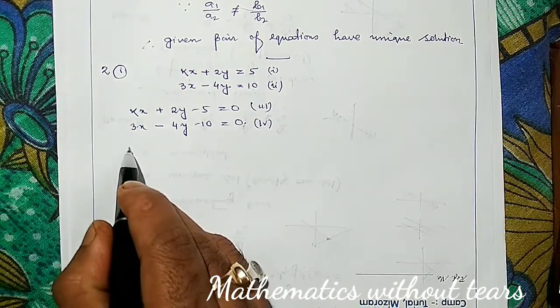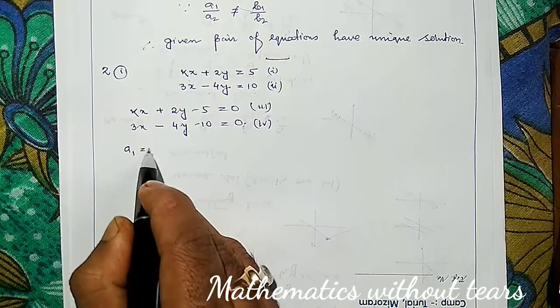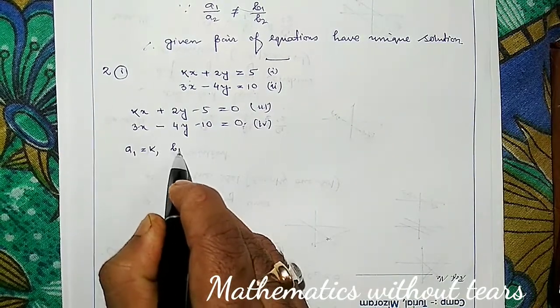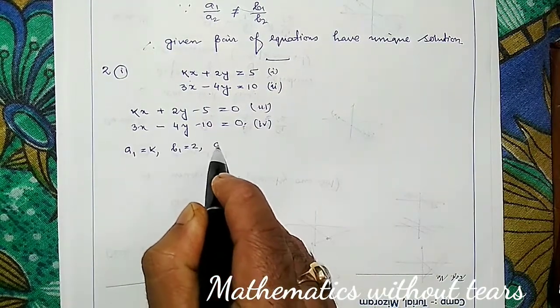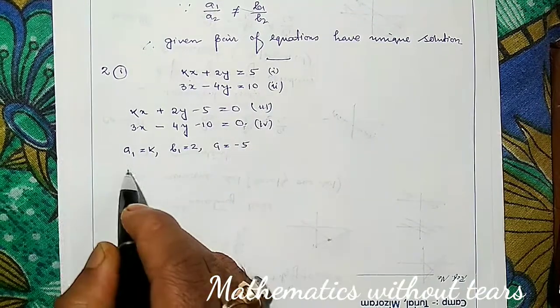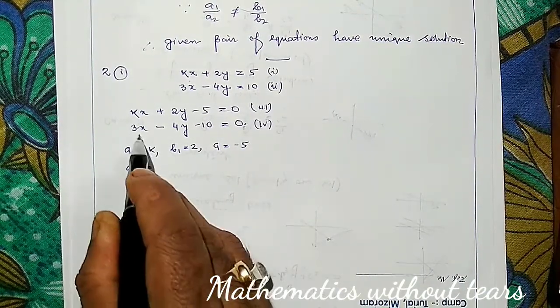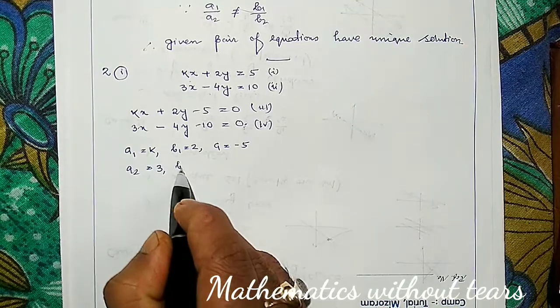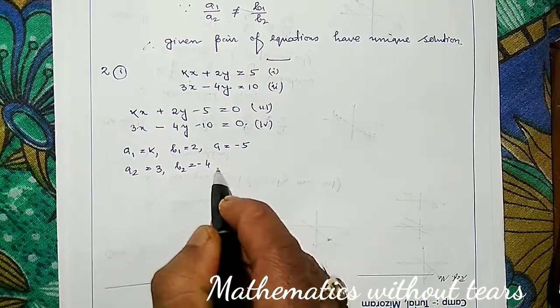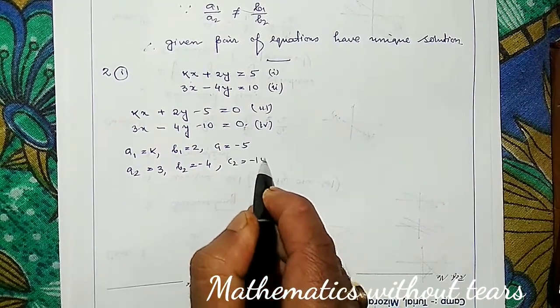So here a1 is how much? a1 is k. b1 is how much? b1 equals 2, and c1 equals minus 5. a2 will be how much? a2 will be 3, b2 equals minus 4, and c2 equals minus 10.